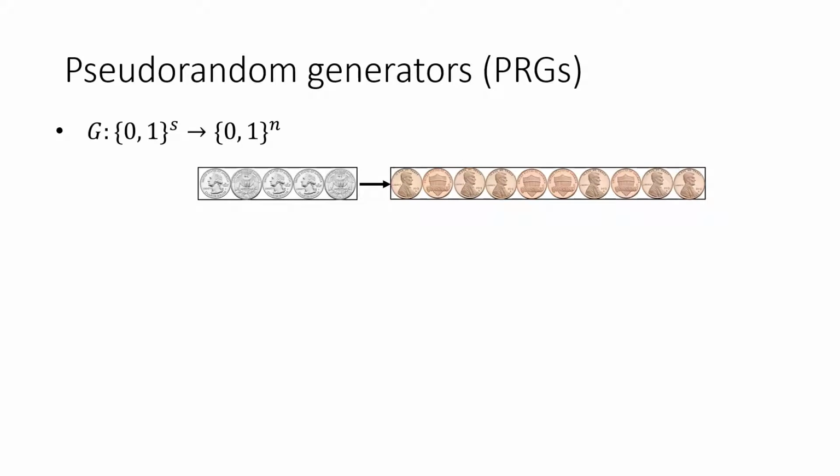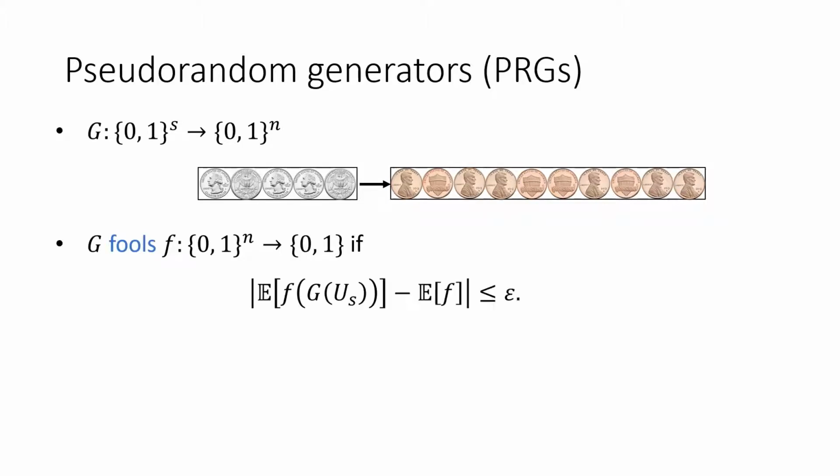A pseudorandom generator is a function that stretches a short s-bit truly random seed out to a long n-bit pseudorandom string. To make this precise, consider some function f, which represents whatever process is using these n bits. We say that g fools f if the expectation of f on the pseudorandom distribution is within plus or minus epsilon of the expectation of f on a truly random input. This parameter epsilon is called the error of the pseudorandom generator.